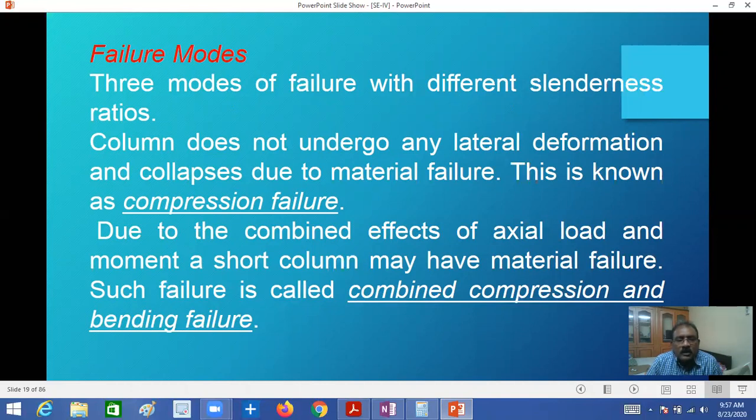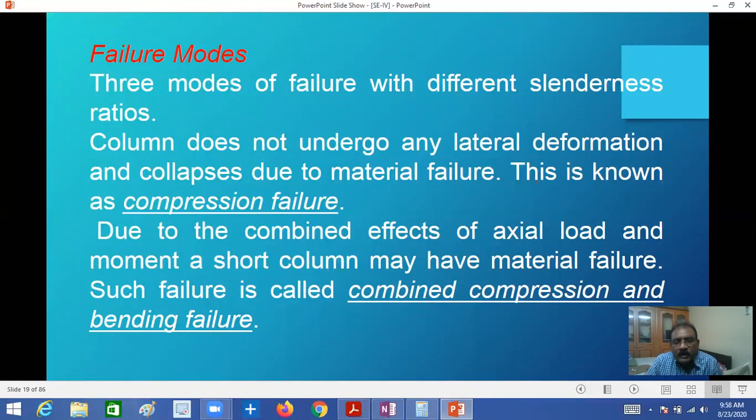So within this, a short column does not undergo any lateral deformation and collapses due to material failure. This is known as compression failure. It should not undergo any lateral deformation. Because of the different slenderness ratio, it will go under compression failure.